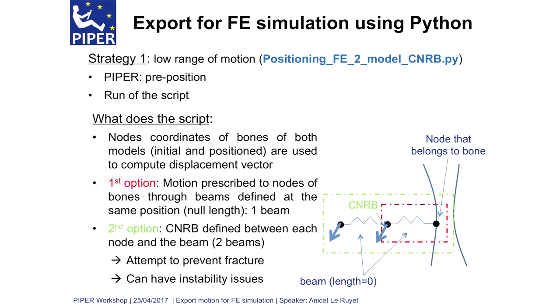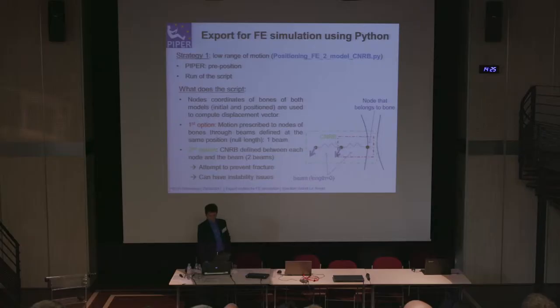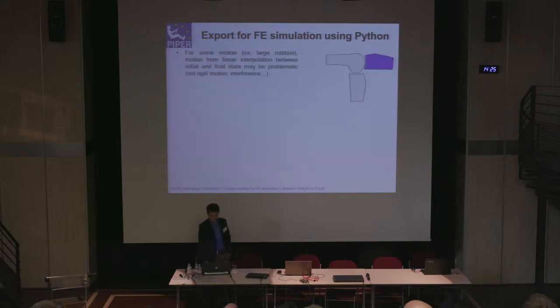There is a first option that consists in driving the motion through zero length beams. Or, in order to prevent fractures, you can add a constrained nodal rigid body between the extremity of the beam and the node of the bone. However, this last option is quite experimental because we've got instability issues. So you have to tune parameters like viscosity or damping of your constrained nodal rigid body in your simulation.